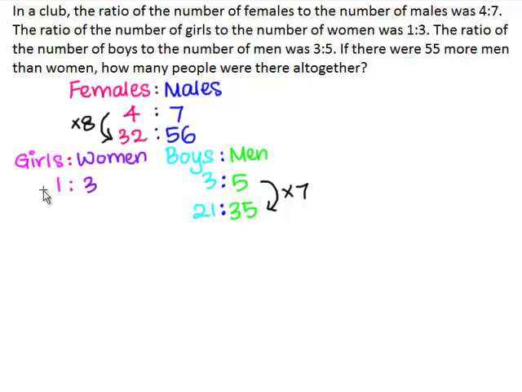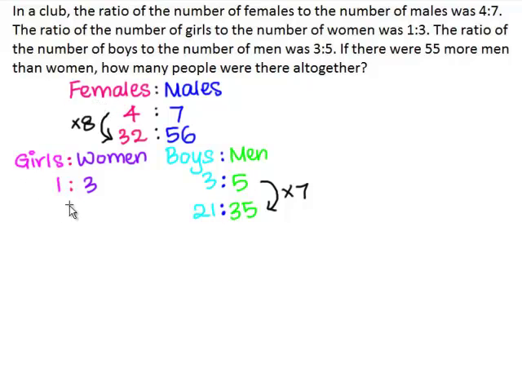Now that we have multiplied this ratio, we need to multiply the ratio for the girls and women as well, so that the sum of units for the girls and women will be equal to the number of units for the females. Initially, the sum of units for the girls and women is 1 plus 3, which is 4. This is equal to this number, but because we have changed this ratio to have the same number of units for the males and the sum of boys and men, we need to change it for the females as well.